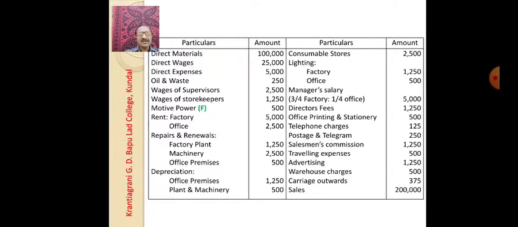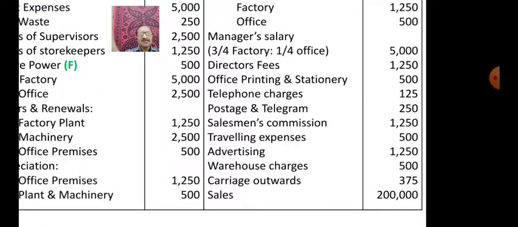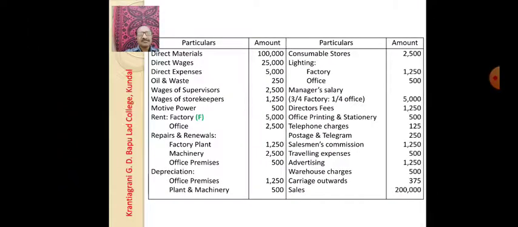Factory rent goes to factory overheads, abbreviated as F. Office rent goes to office overheads, abbreviated as O. Repairs and renewals includes factory plant, F. Machinery also factory overheads, F. Office premises goes to office and administrative overheads, abbreviated as O.